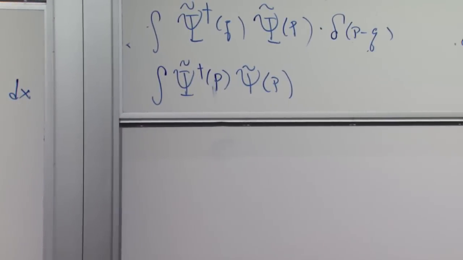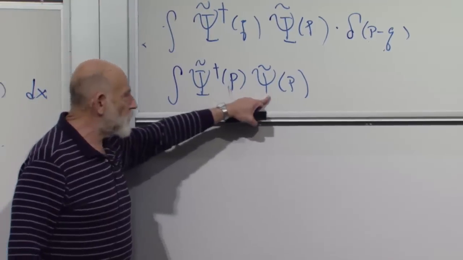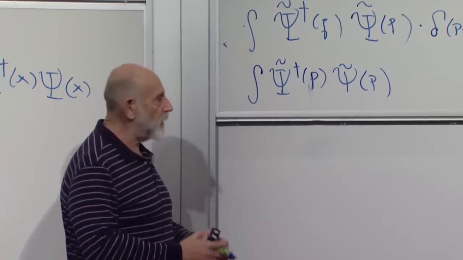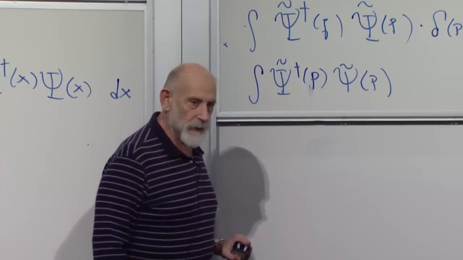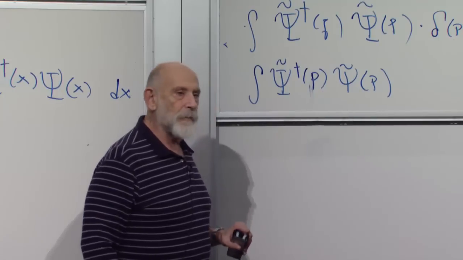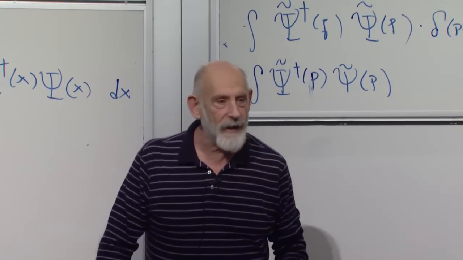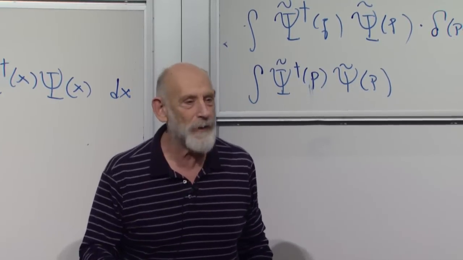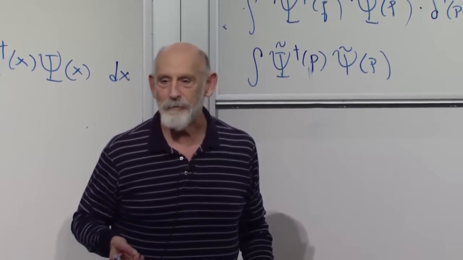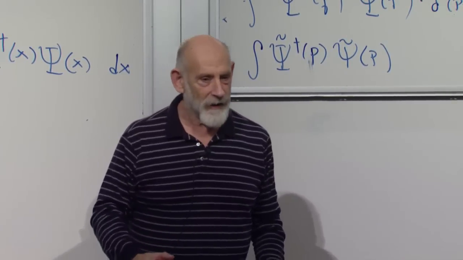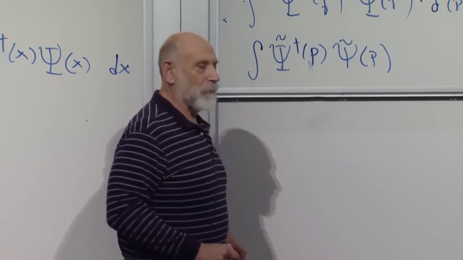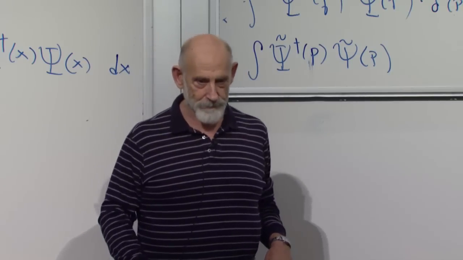Okay, now what do we have here? We have an operator which contains a destruction operator, or an annihilation operator, times a creation operator. It's an annihilation operator for a particle of momentum P. So if it finds a particle of momentum P, it pulls it out and kills it, it annihilates it. But then it puts back a particle of the same momentum.